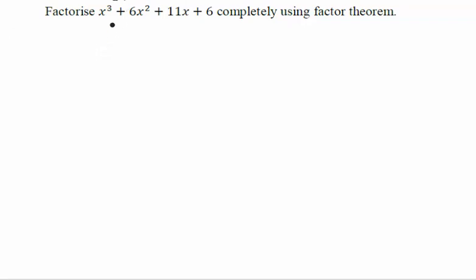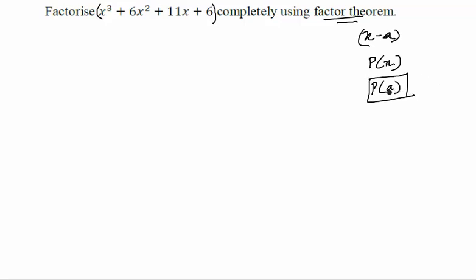Okay, so in this question we have to factorize this polynomial expression completely using factor theorem. We have to use only factor theorem and nothing else, right? So basically the factor theorem states that x minus a will be a factor of some polynomial, let us say p(x), if p(a), the value of the polynomial at x equal to a, is equal to 0, right?